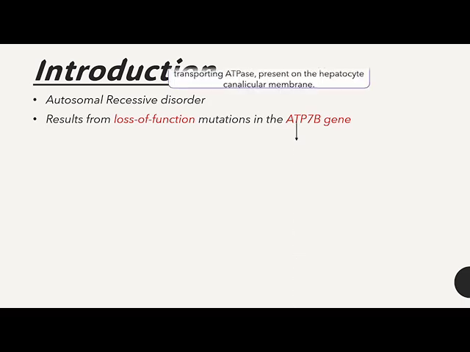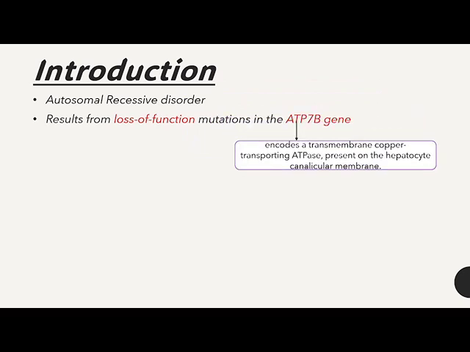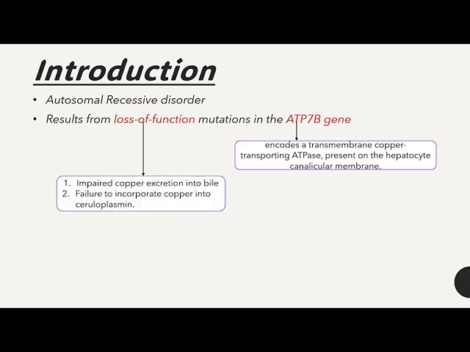Wilson disease is an autosomal recessive disorder, and this mainly results from loss of function mutations in the ATP7B gene. The ATP7B gene encodes a transmembrane copper-transporting ATPase, which is present on the hepatocyte canalicular membrane. Loss of function mutation of this gene leads to impaired copper excretion into bile and failure to incorporate copper into the ceruloplasmin.